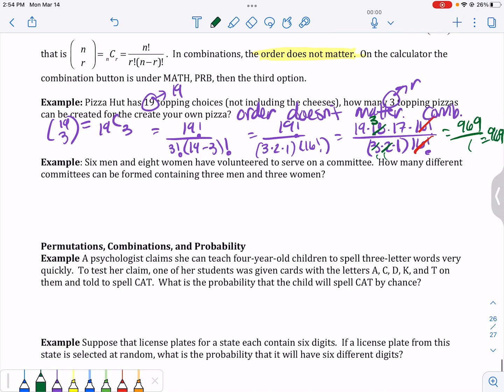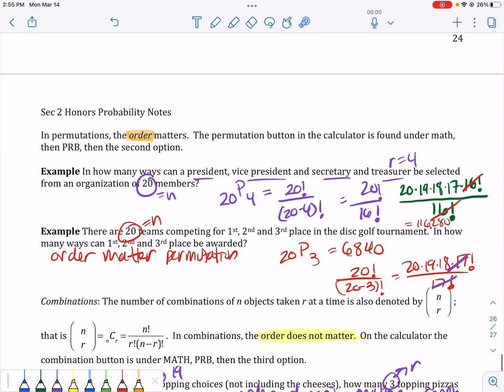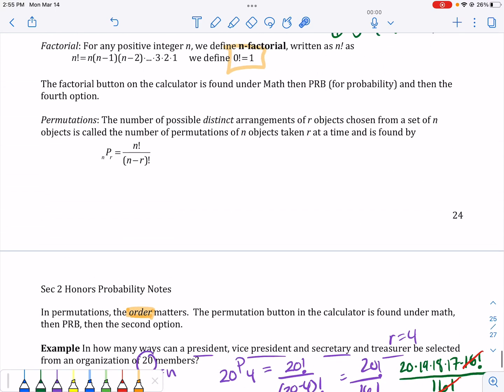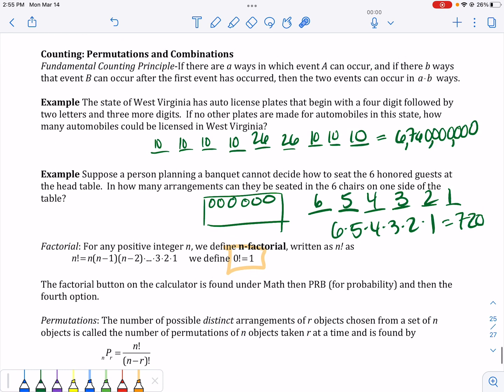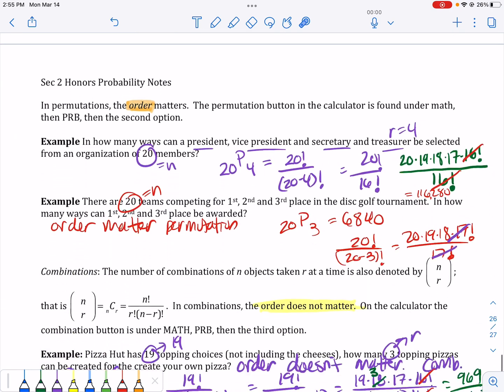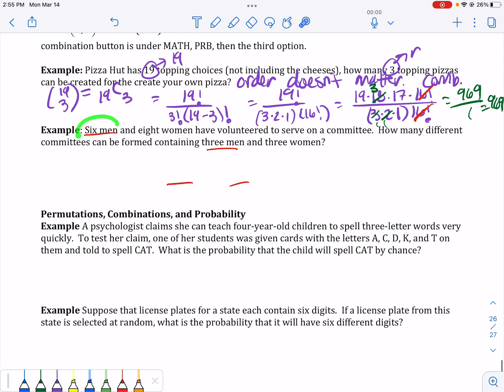So we have 6 men and 8 women have volunteered to serve on a committee. How many different committees can be formed containing 3 men and 3 women? Okay. So of the 3 men, we have a total of 6 men. So we have to do these two. We're kind of combining these 2 skill sets: the skill set that we had beforehand of the fundamental counting principle, and then our permutations and combinations. So we have 6 men, and we want to pick 3 of them.